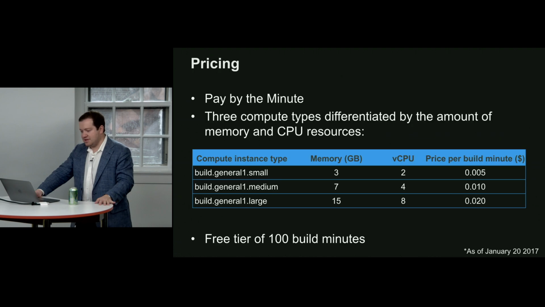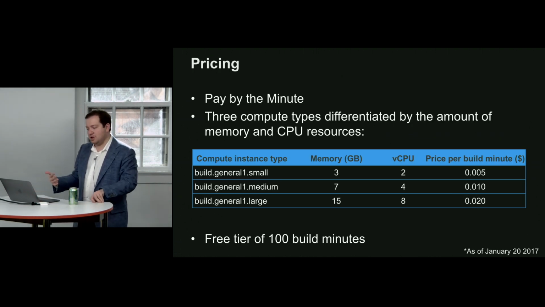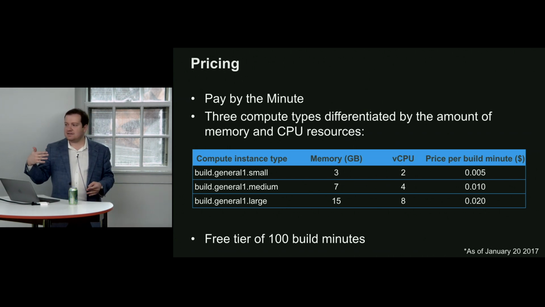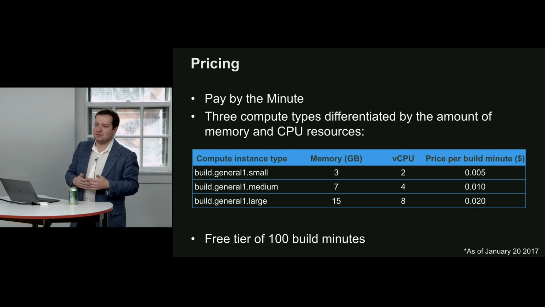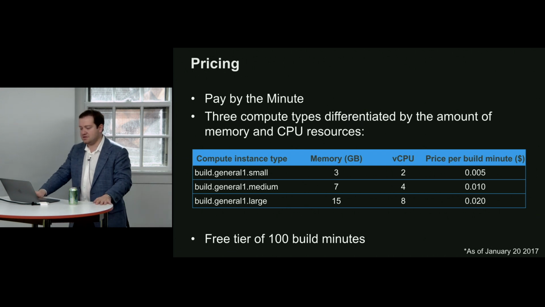So let's talk about the pricing. So the pricing is you pay by the minute. So you only pay for what you use. And there's different container instance sizes, essentially. So it depends on what you're building, right? Like if you're building Java, you might need more RAM. So you might want to use a bigger build container. But these are the prices per minute for the different container types. And there's a free tier of 100 minutes.